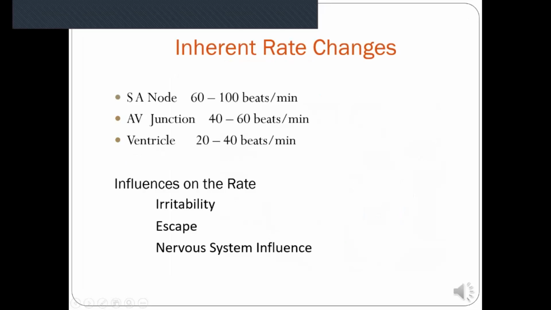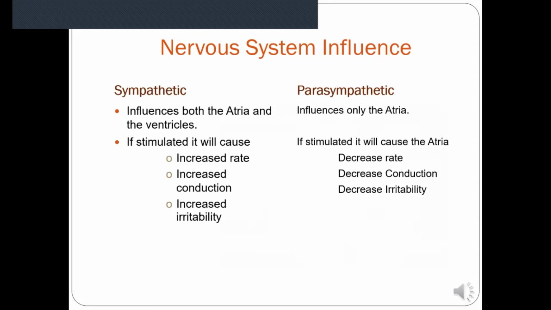All right, so you have inherent rate changes. So here the SA node, like I said, the beats are 60 to 100 with the SA node, and then they go to 40 to 60 with an AV junction, and then 20 to 40 with ventricular. And so there's a lot of things that can influence the rate, irritability. If a site becomes irritable and begins to discharge impulses at a faster than normal rate, it can even override the SA node and take over.